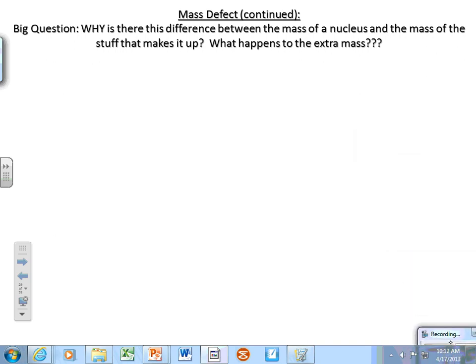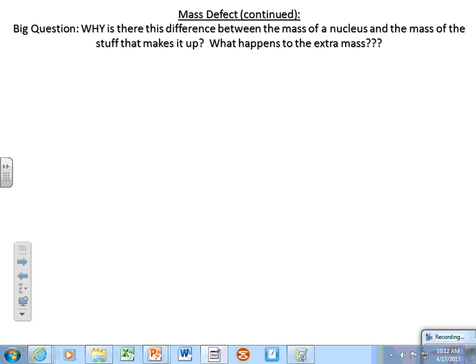We saw that if you look at any nucleus, the mass of the nucleus itself is less than the mass of its individual parts. It seems strange. It is a little strange. The question is, how do you explain that?